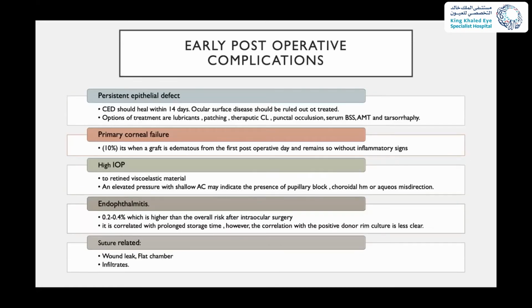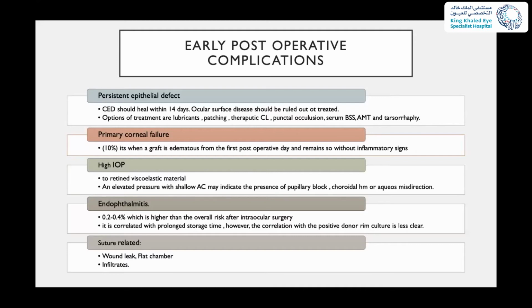So here are some of the early post-operative complications. Persistent epithelial defects. Actually, epithelial defects after PK should heal within 14 days. After this time, irreversible scarring and ulceration may occur. So if you have a delayed epithelial healing, ocular surface diseases like dry eye, exposure, or trichiasis should be ruled out and treated.